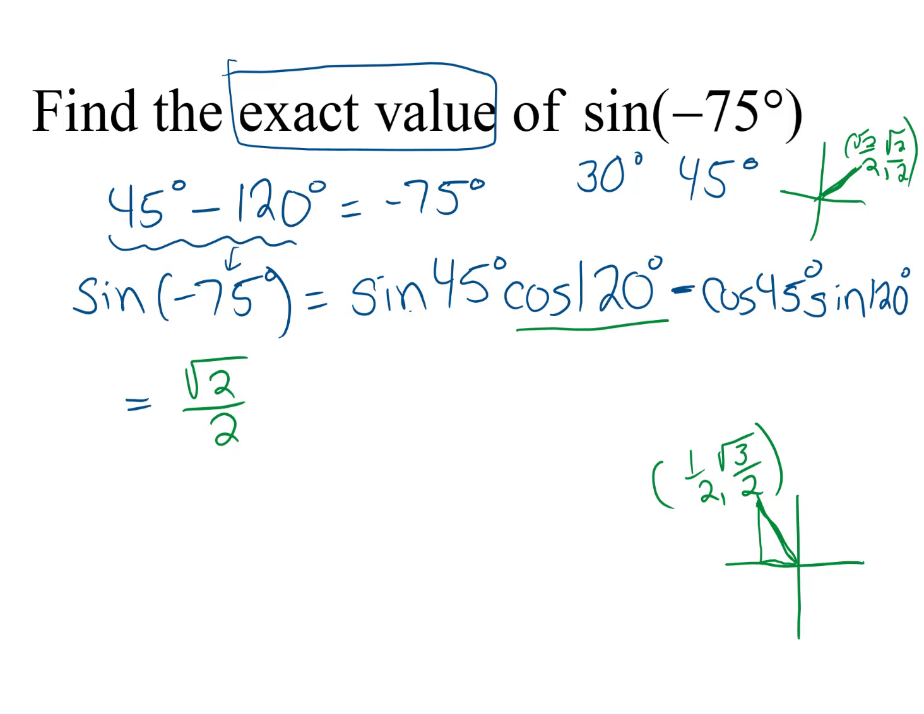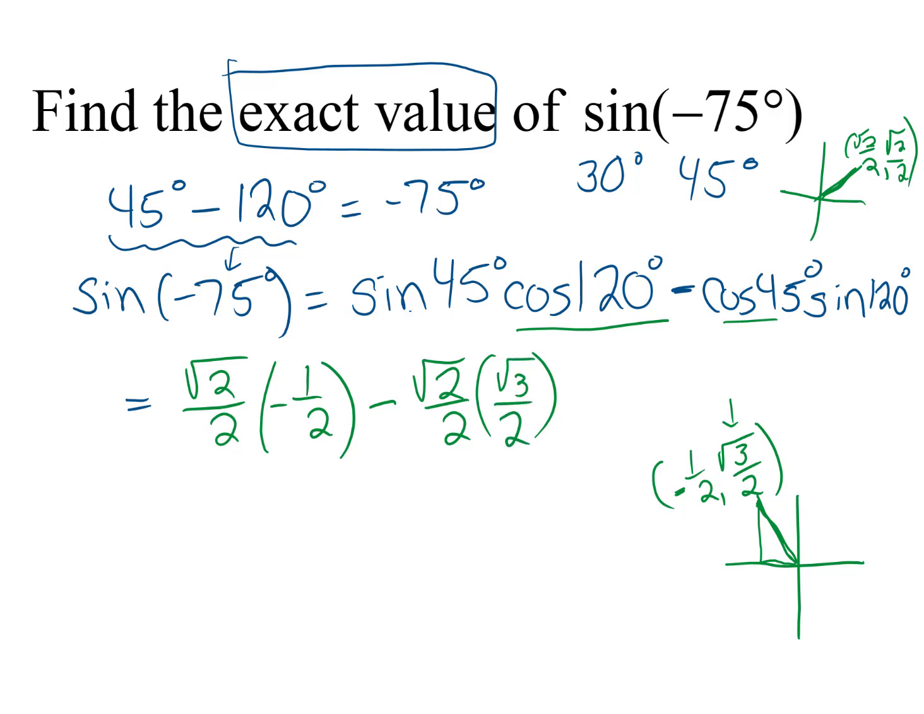And then I need to determine the signs, meaning if I'm in quadrant 2, x values are negative, but y values are positive. Okay, I need the cosine of 120, so that's the x value, so that's going to be negative 1/2. Then I have minus, and I need the cosine of 45, that's square root 2 over 2. And then I need the sine at 120, and that's the y value, so that's going to be square root 3 over 2.